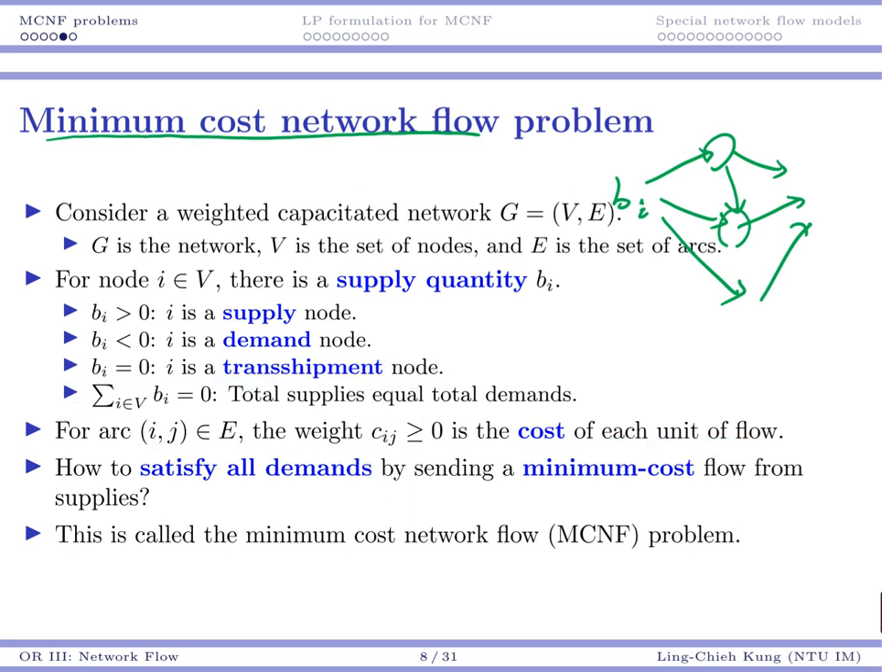So now the question is clear. We need to satisfy all the demands by having a shipping plan from our supply nodes to destination nodes, and we want to do that in a minimum cost way. You may want to decide how to ship those products, but there are costs, so you want to avoid expensive links. And the cheap links may not be useful either because they may have capacity constraints. This overall consideration forms a minimum cost network flow problem, abbreviated as MCNF.